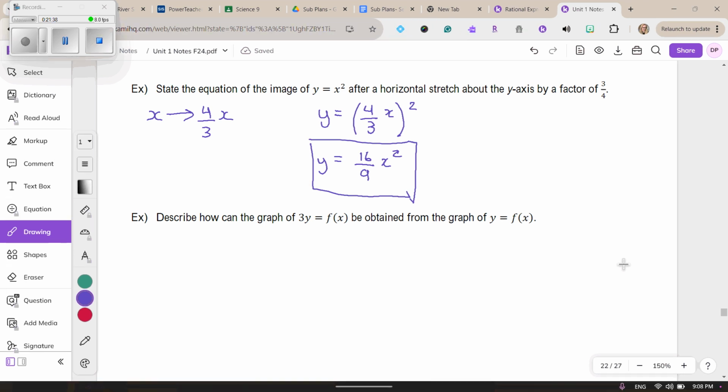Describe how the graph of 3y equals f of x can be obtained from the graph y equals f of x. Once again, I like to use that replacement notation. We're starting with y, and the y was changed to 3y.